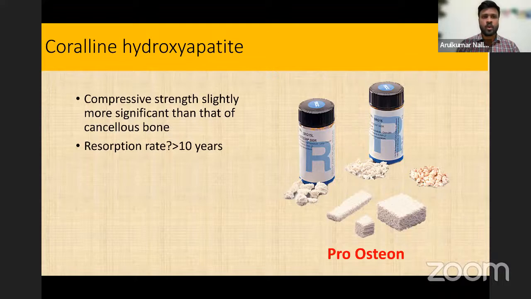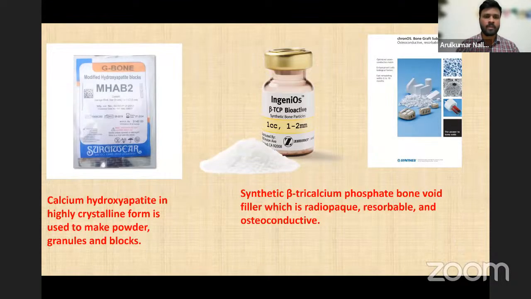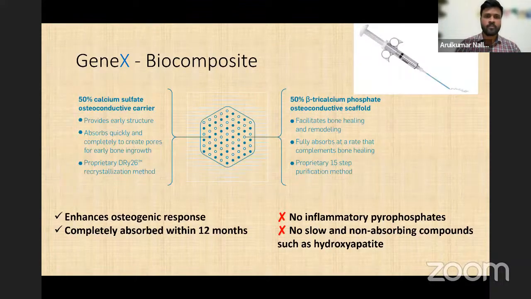So the first entity is the coralline hydroxyapatite. It has a higher compressive strength than that of the cancellous bone that we generally harvest from our own individual. But it has a very long resorption rate, so the native bone integration is not that adequate with hydroxyapatite. The most commonly available in our market is G-bone, which everybody is aware of. Another is Ingenious and Chronos, which are basically made of beta TCP, that is tricalcium phosphate. Genex has come up with a newer product, biocomposite. It includes 50% calcium sulfate as well as beta TCP. With the addition of beta TCP and calcium sulfate in a good ratio, it reduces the development of inflammatory pyrophosphates with the beta TCP.